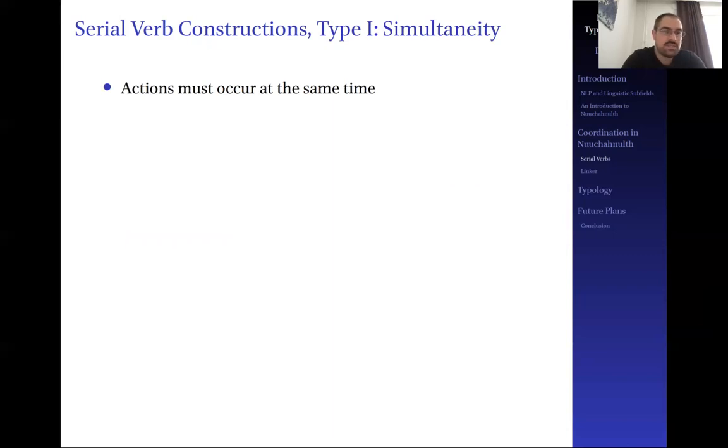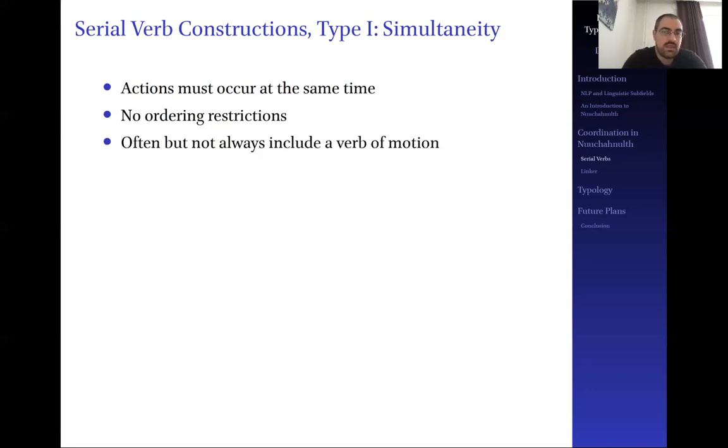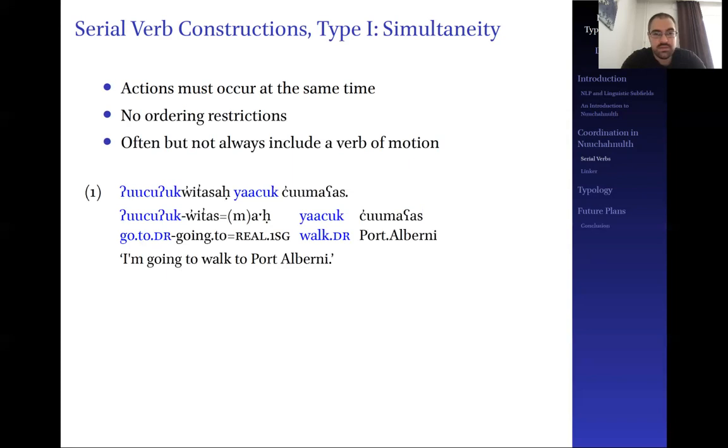I found 4 types of serial verb constructions, which all behave slightly differently, and I will just summarize what each of them look like. The first one I called simultaneity serial verb construction, and this is a construction where actions must occur at the same time. There are no ordering restrictions on which verb comes first, and they often, but not always, include a verb of motion. The most typical use case for this grammatical structure is to describe how someone moved from one place to another. Here's an example of this.